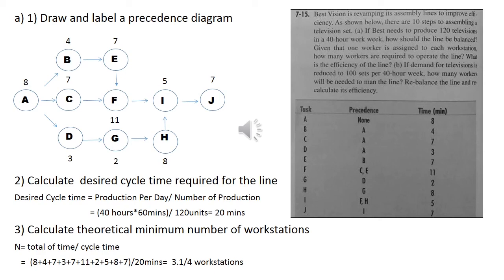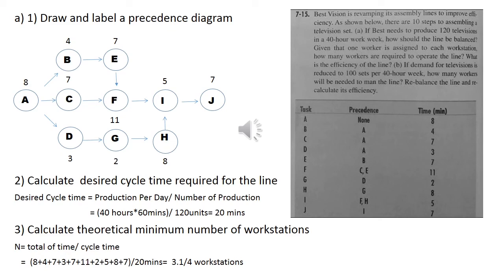Okay, next, we need to calculate the desired cycle time required for the line. The formula of the desired cycle time is production time per day divided by number of units produced. And the desired cycle time is 40 hours times 60 minutes divided by 120 units. Then we can get 20 minutes for the cycle time.